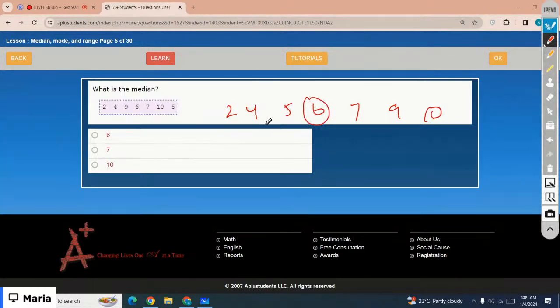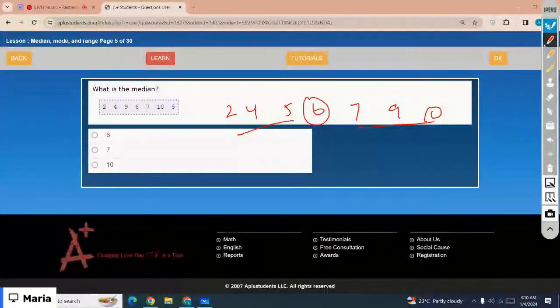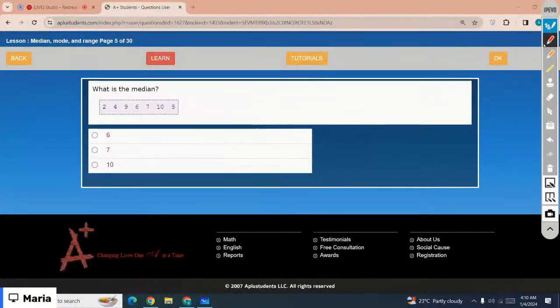Before the 6 you have all numbers that are less than 6, and after the 6 you have all the numbers that are greater than 6, right? So the correct option is 6. The median of the given data is 6. Got it? The correct option is 6.